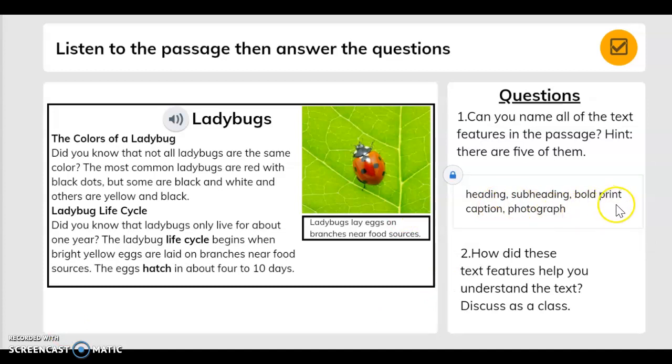Heading, subheading, bold print, caption, and photograph. Those are the 5. How did these text features help you understand the text? Discuss as a class.